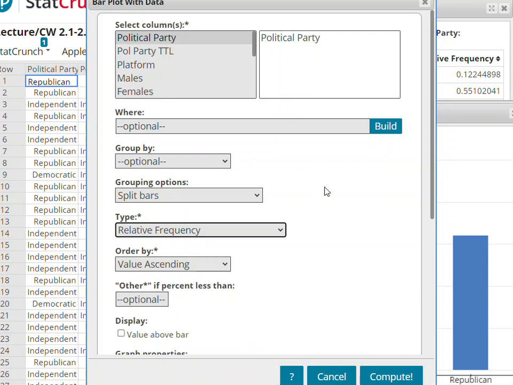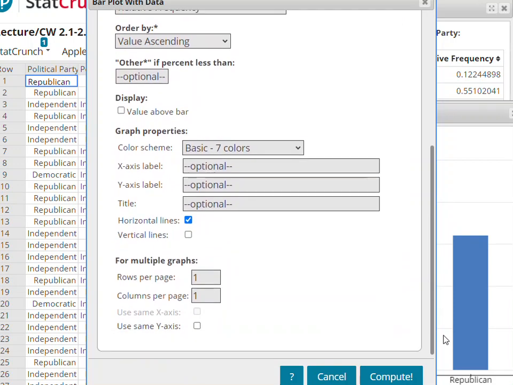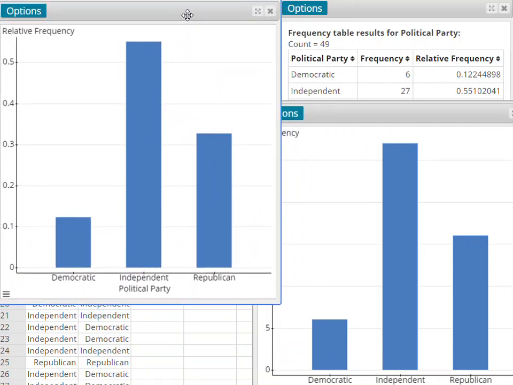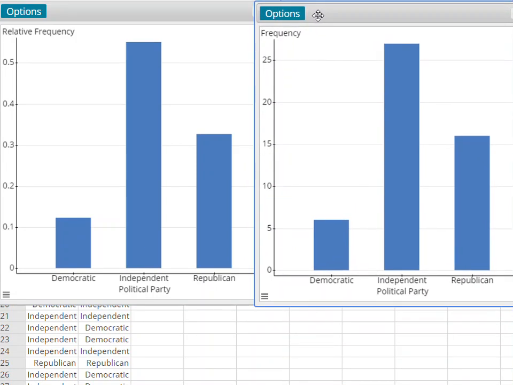I'm not going to do anything else. There's going to be no grouping. I'm not going to change anything else within this pop-up screen. I'm just going to hit compute. So here I have the relative frequency bar graph, and here I have just the frequency bar graph.